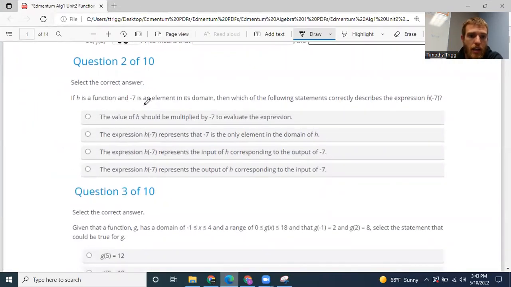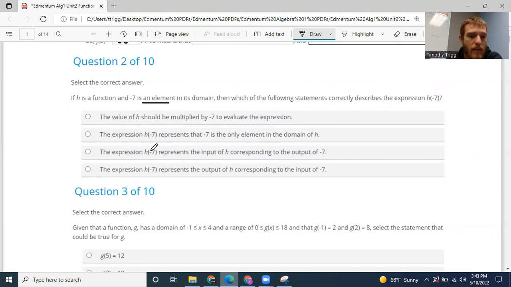If h is a function and -7 is an element in its domain, then which of the following statements correctly describes the expression h of -7? Does that mean we're multiplying h times -7? No. I remember I went over that. In this notation, this does not mean multiply. The expression h of -7 represents that -7 is the only element. No, it's just an element. It says an element. It doesn't say it's the only element.